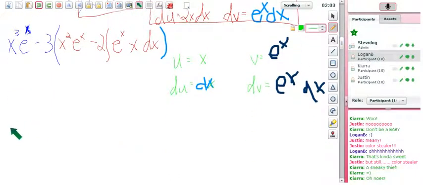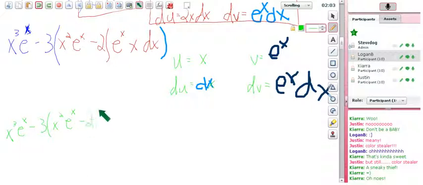Now we still have all this stuff: x to the third, e to the x, minus 3 times x squared, e to the x, minus 2 times. Now all this stuff that we just determined is going to come into play. 2 times this rewritten integral will be our new u times v minus the integral of v du. V is e to the x, and du is just dx, and now we have an integral that we can actually determine.